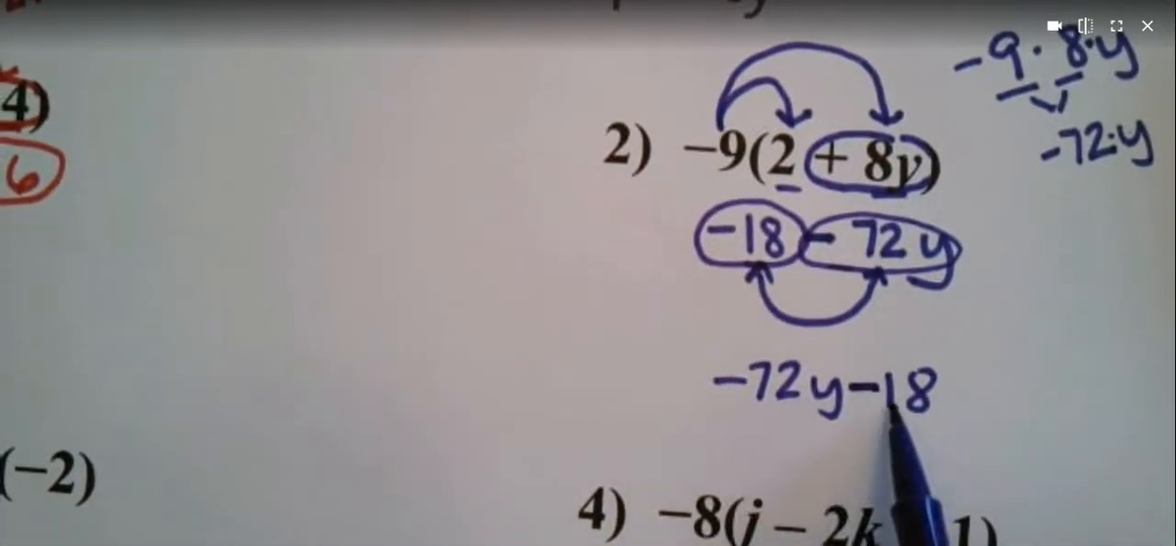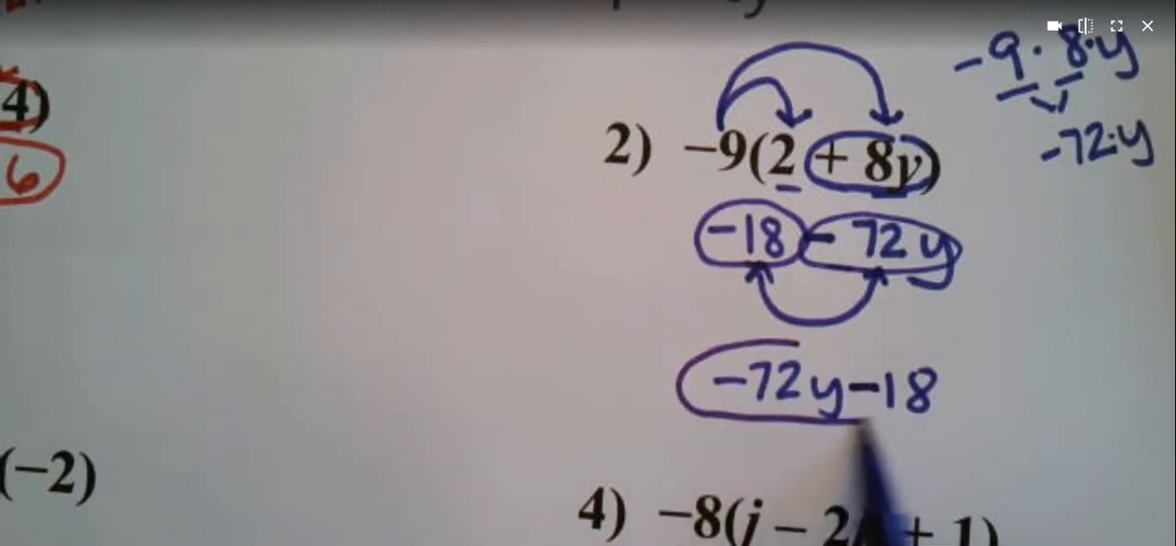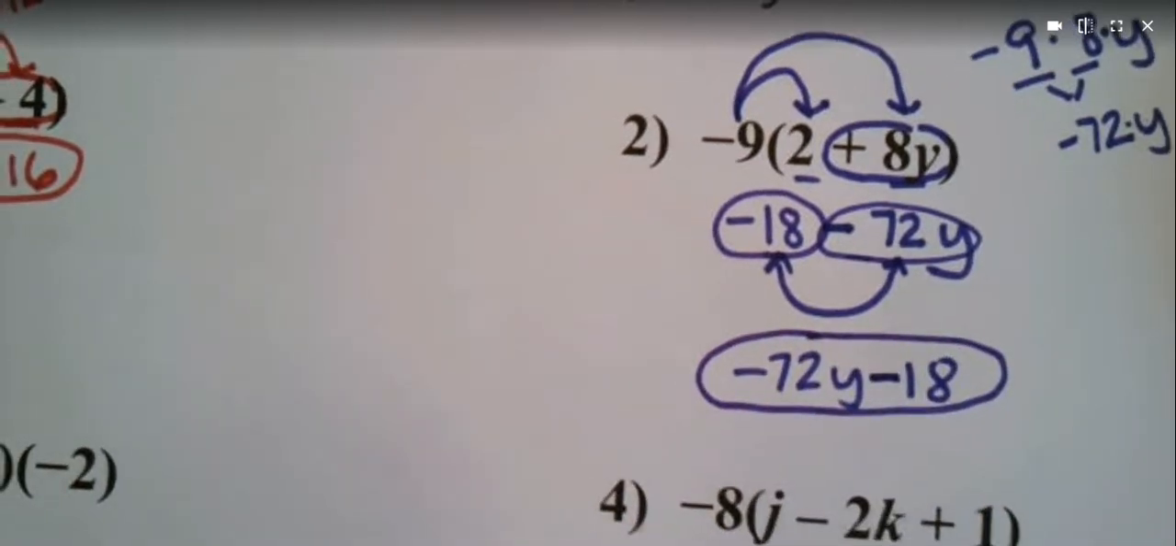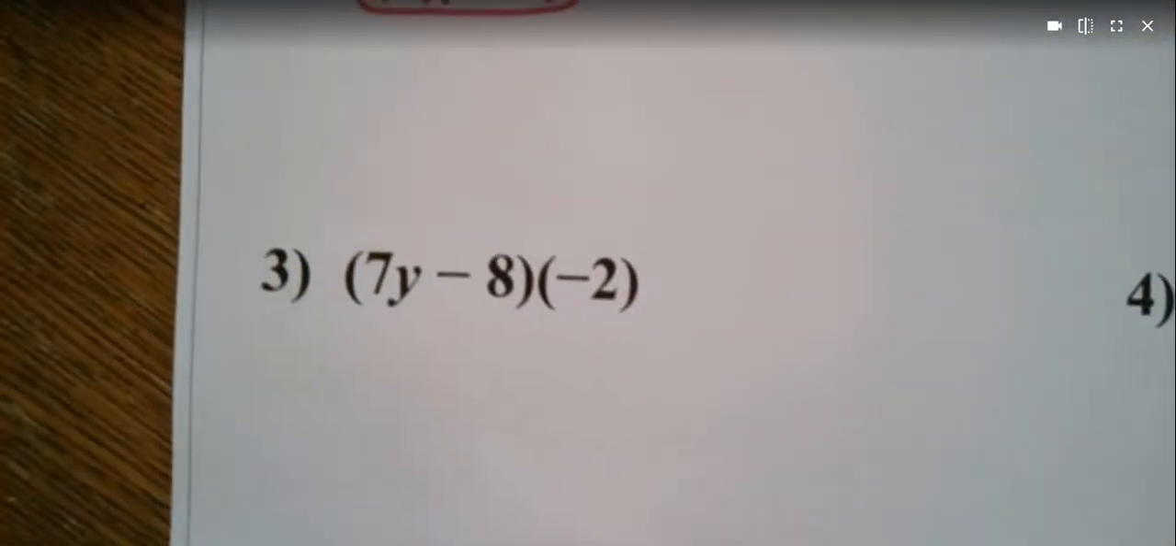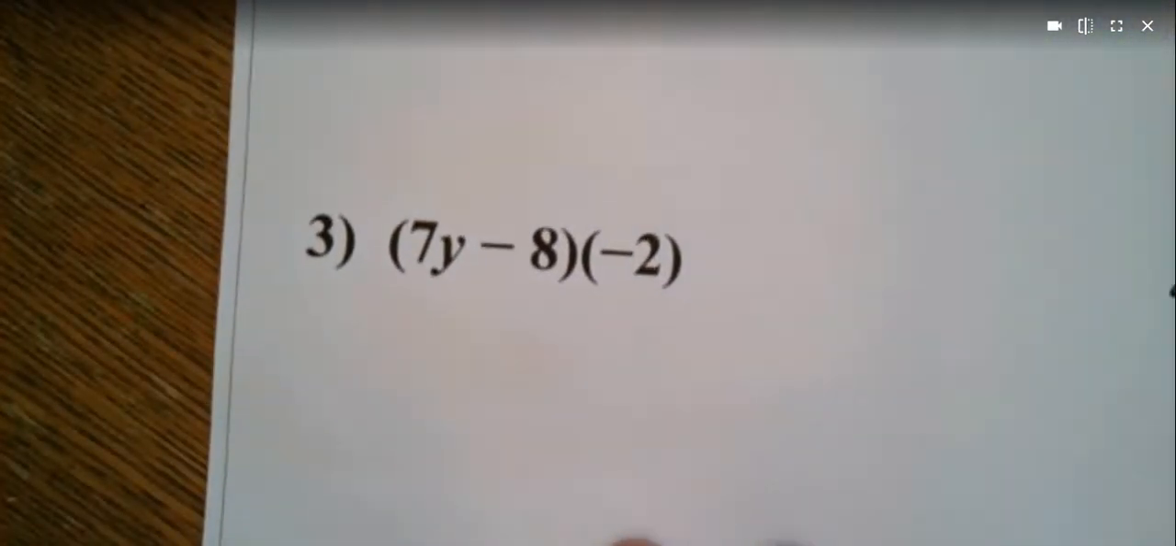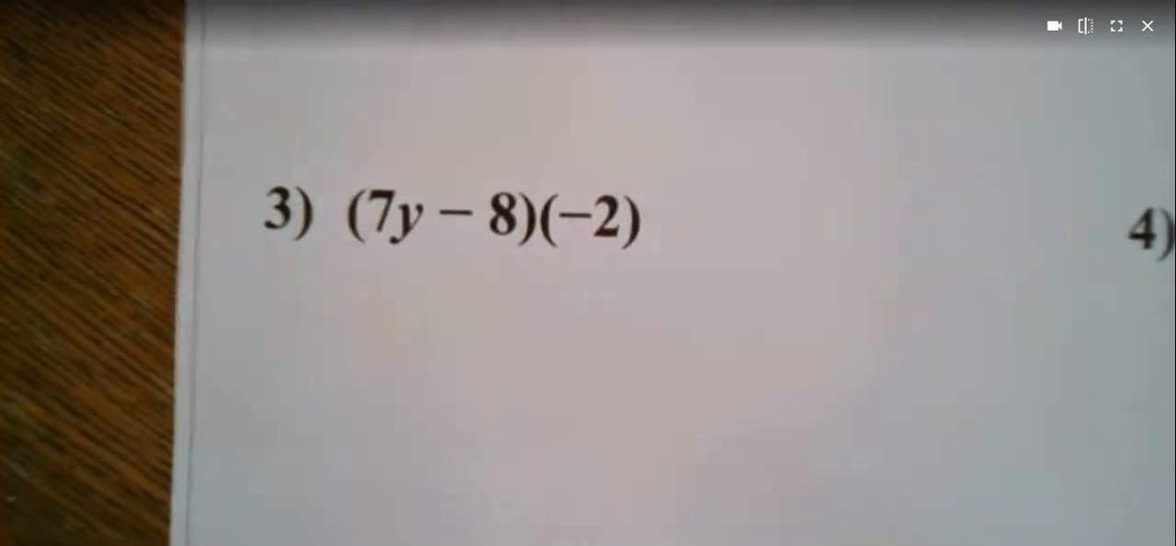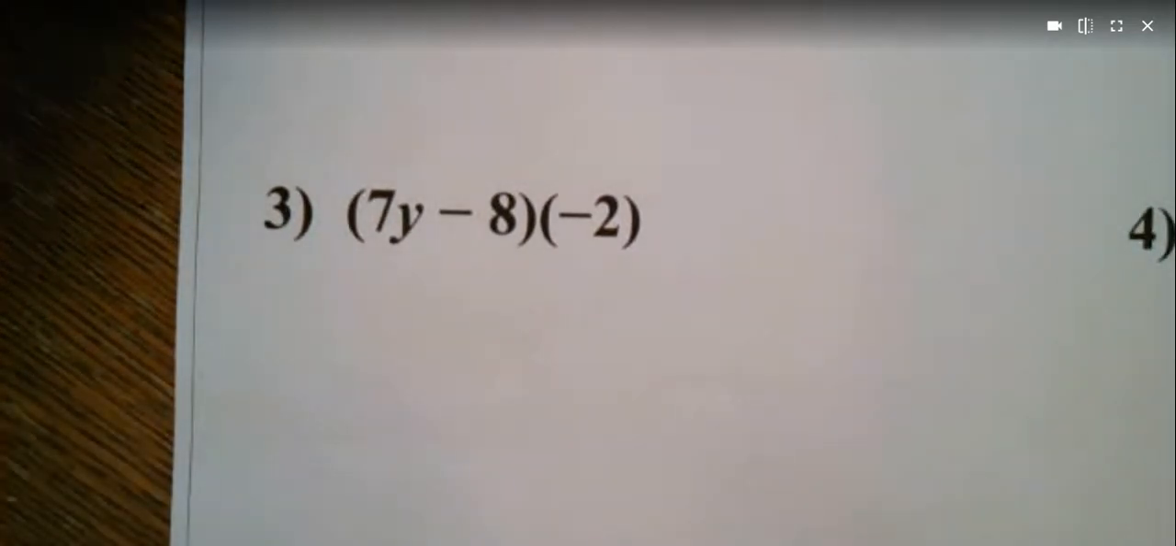So this is how I should write my answer, negative 72y minus 18, and that would be simplified. All right, we're doing pretty good here. Here's number 3.